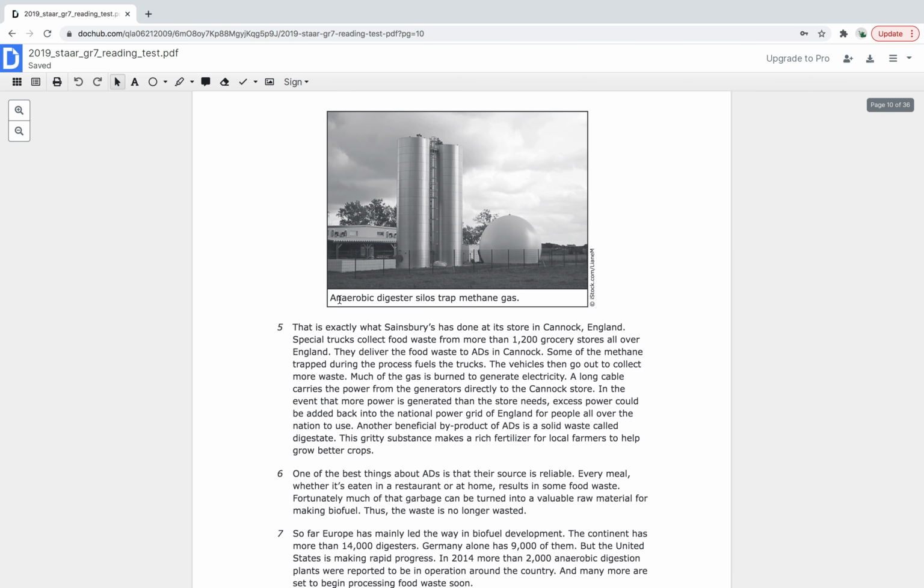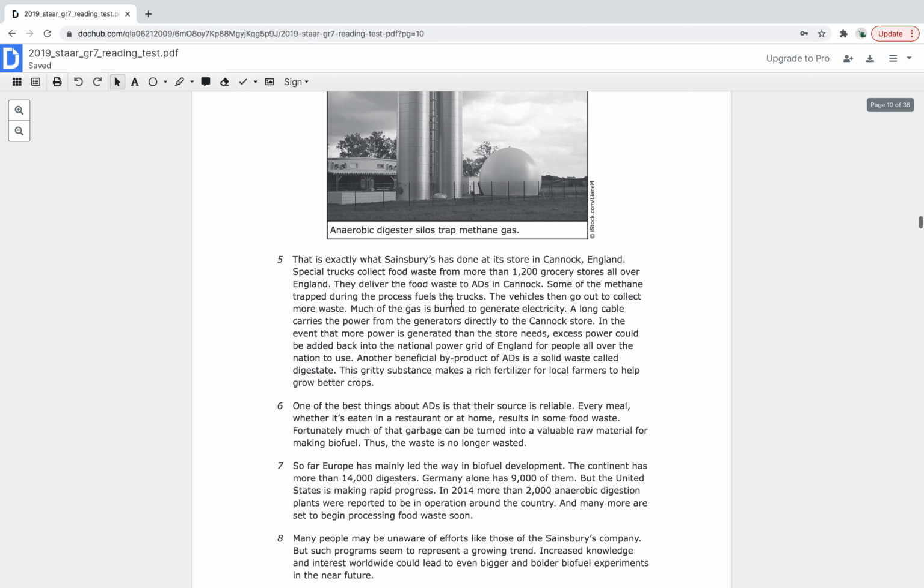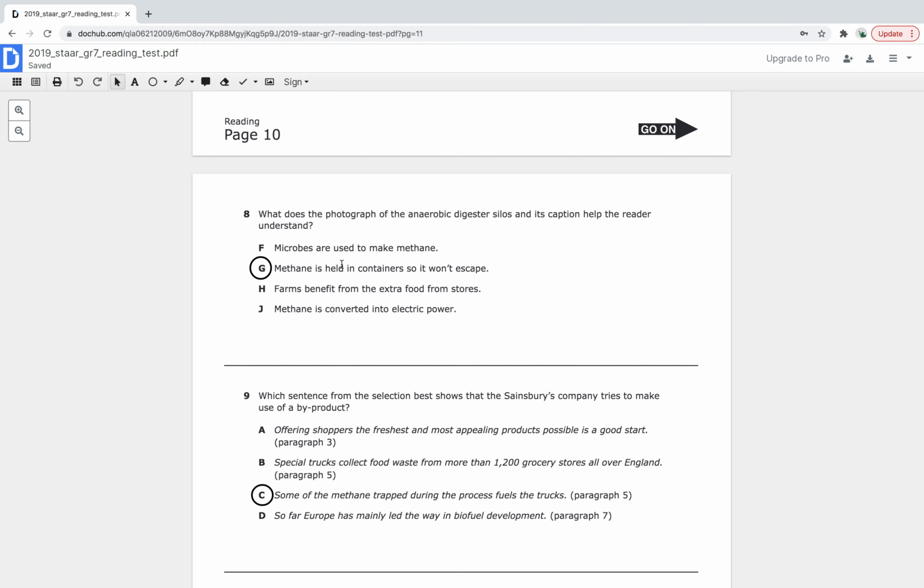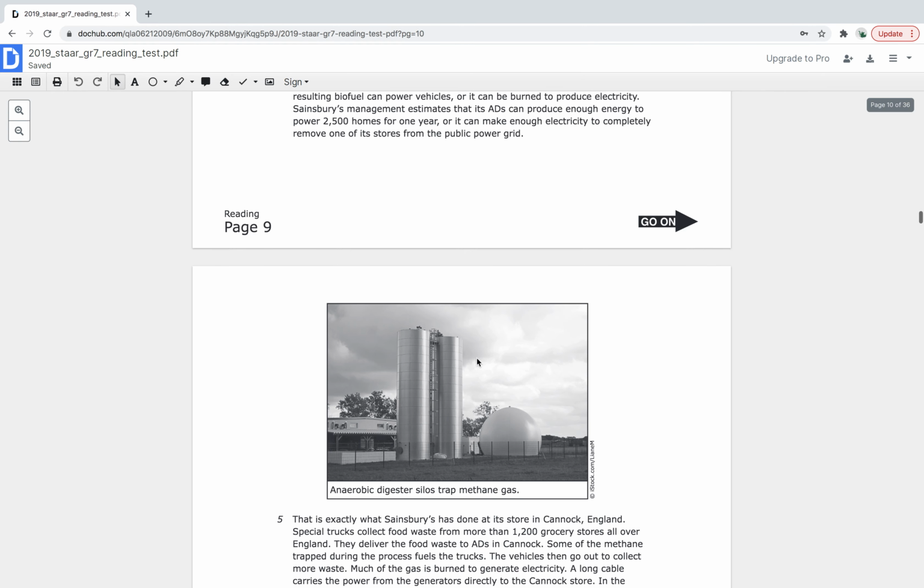So based on the caption, it says the anaerobic digester cells trap methane gas. So the caption let us know that it's held in containers so it won't escape. So they're held in this.